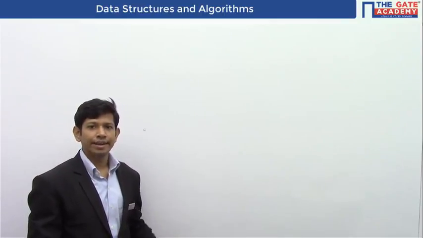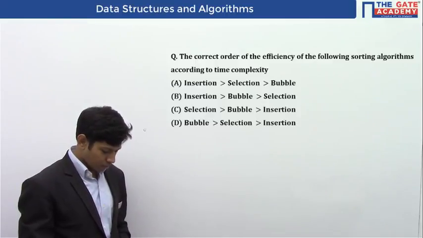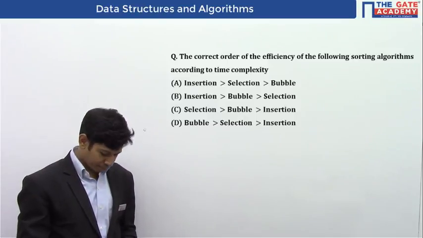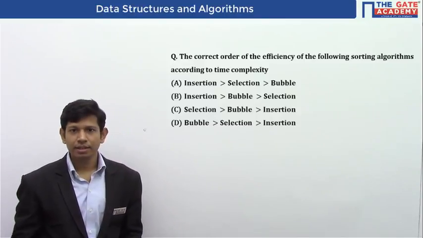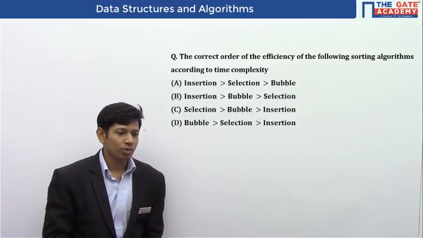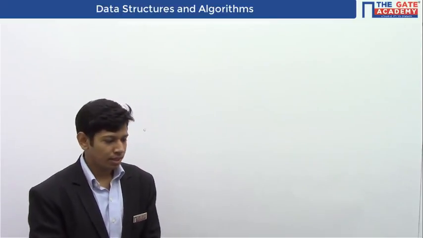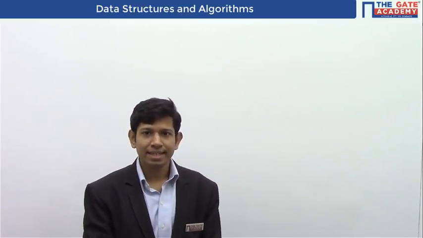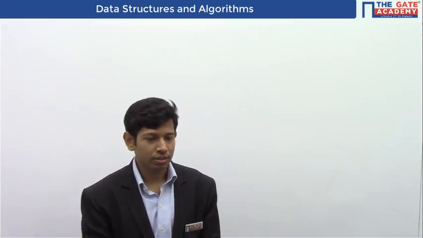Now let's look at the next question. In this question, they are asking the correct order of efficiency of the following sorting algorithms according to time complexity. And they are comparing 3 algorithms: insertion, selection and bubble sort algorithms. So there are 4 options giving 4 sequences of insertion, selection and bubble sort algorithms. Now to compare these 3 algorithms, let's see what are the best case, worst case and average case running time of these 3 algorithms.